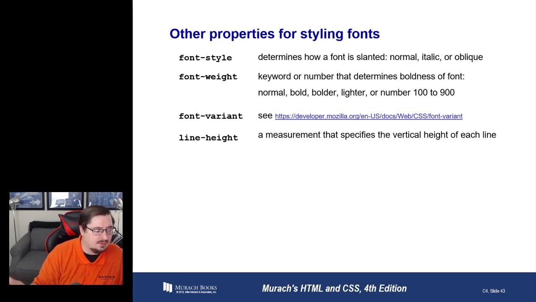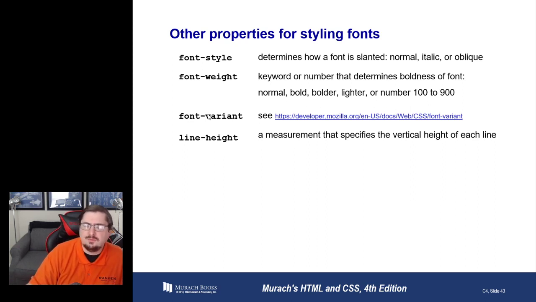But you can make it up or down from there. The keywords bolder and lighter are relative to the font that's inherited. So if it's already at, say, 500, then bolder is going to make it maybe 600, another step. And if you say lighter, that would be a lower step, less bold.